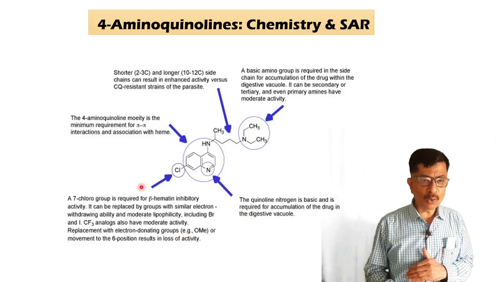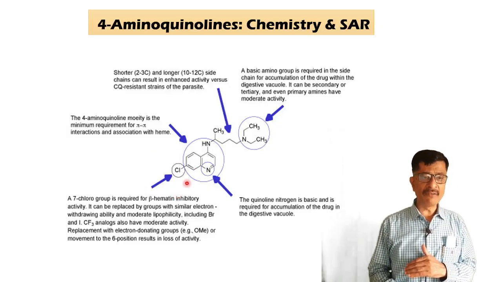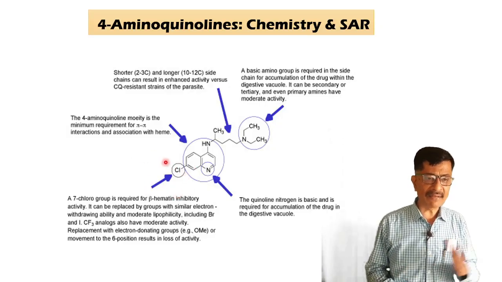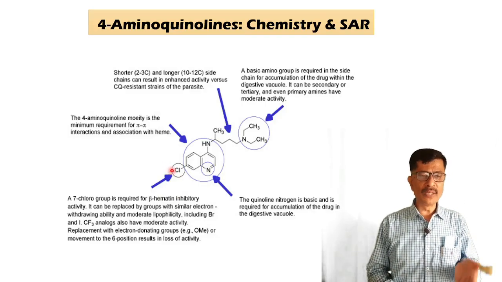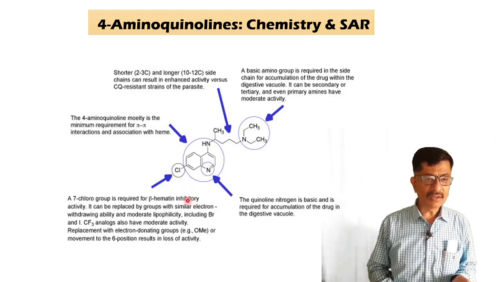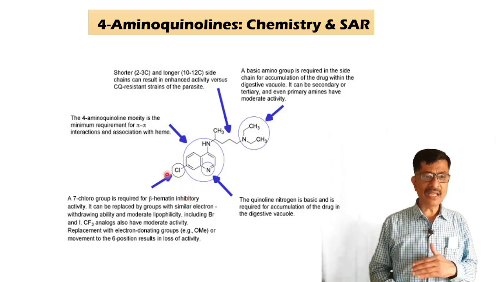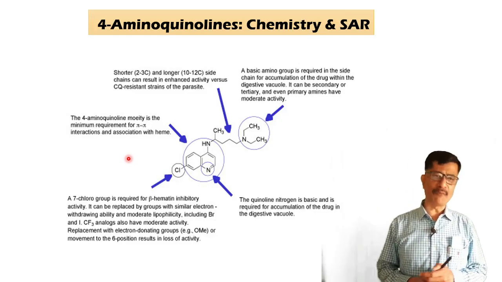Then the 7-chloro is again required for the activity. Even if we replace the 7-chloro with another halo group with moderate lipophilicity like bromine or iodine or CF3, they also show some moderate kind of antimalarial effect.